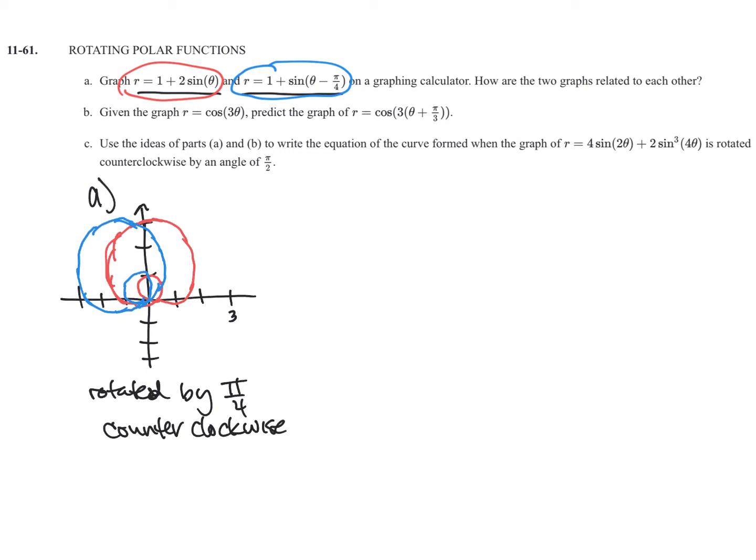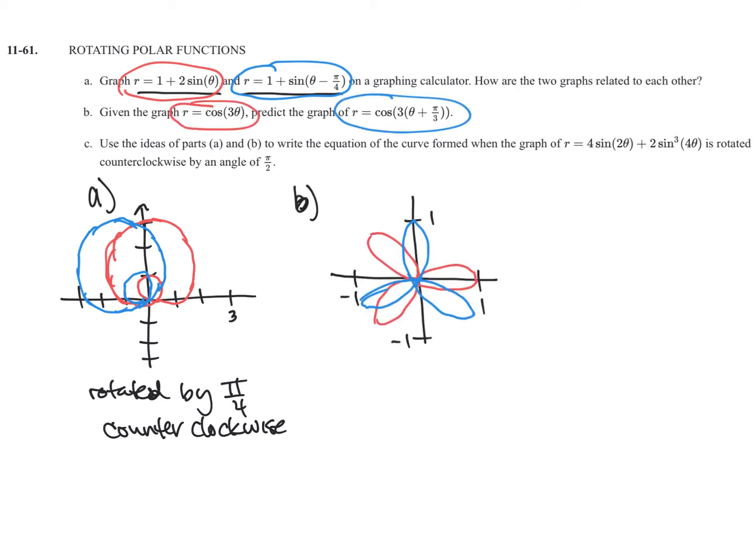Okay, so go ahead and do the next one. What do you think? You make your prediction and then go ahead and graph both of those. So what do you think happened? So there's the graphs. The red one is the original. The blue one is the rotated one. So what happened here? This one was rotated, and this one went clockwise by pi over 3.